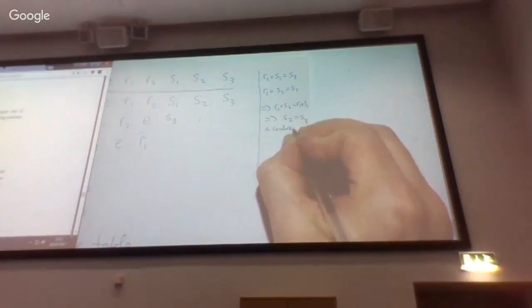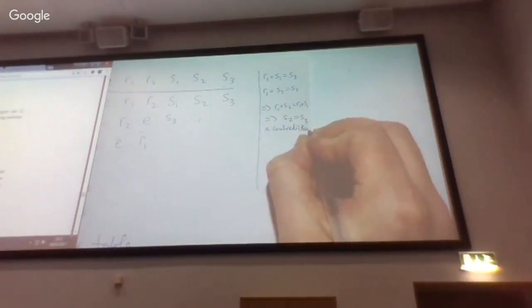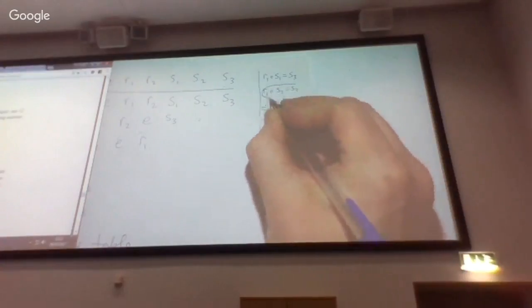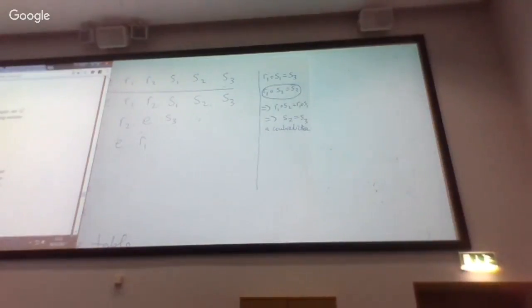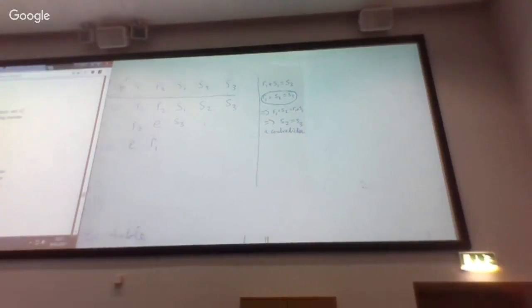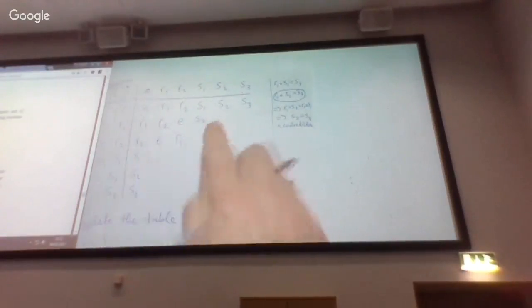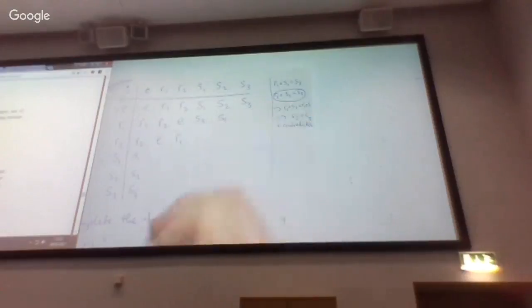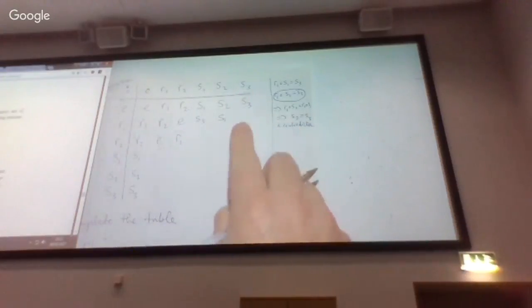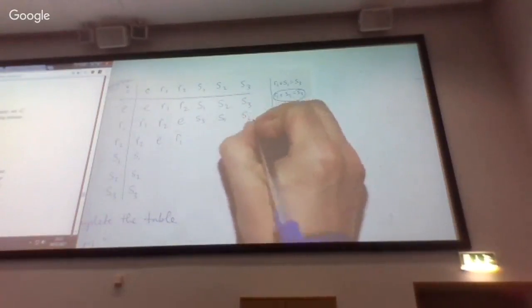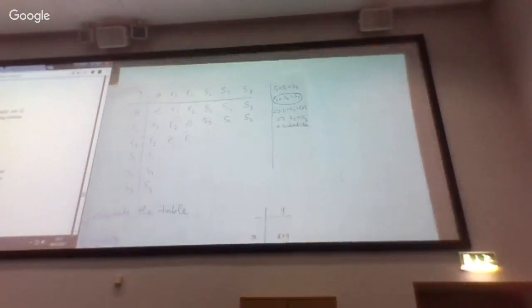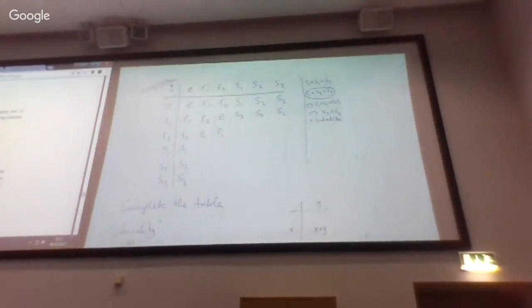Because S2 and S3 are different. So that contradiction means that R1 after S2 can't also be the value of S3. So that only leaves one option remaining, that R1 after S2 is S1, and then R1 after S3 has to be the one reflection left. Same reasons, which is going to be S2.